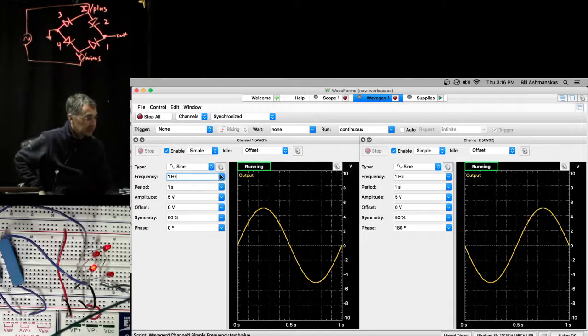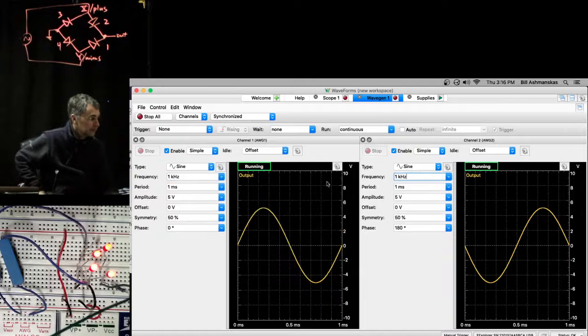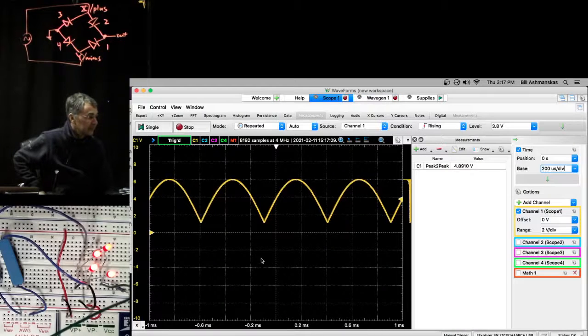Okay, but we can go up to a higher frequency. Let's go up to a kilohertz, and we'll go up over here to a kilohertz. And then we'll go stop all and then run all. I think that resynchronizes everybody. And then we'll go over to scope. Now I don't quite understand why this doesn't come down quite to 0, but here's our V out signal.